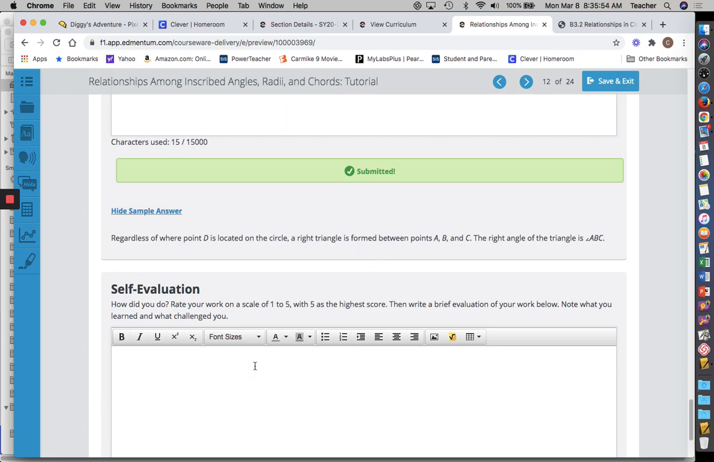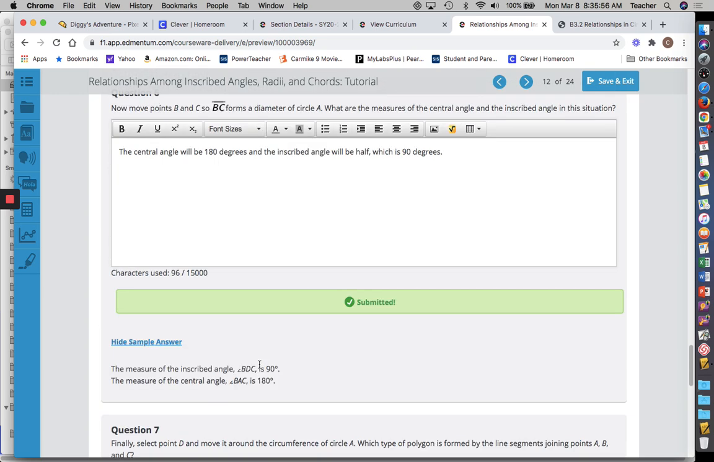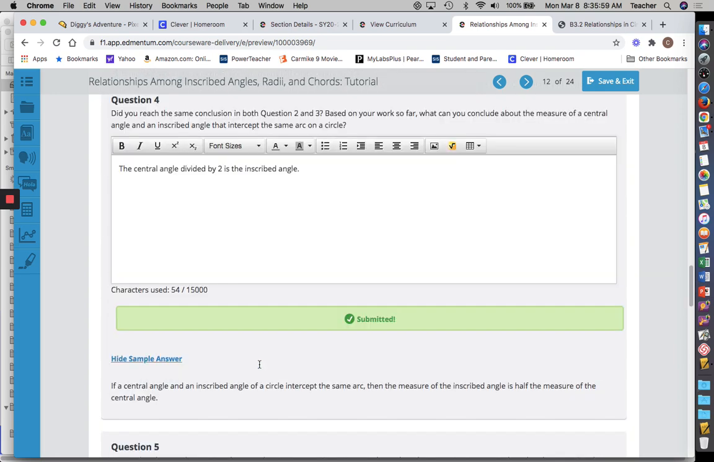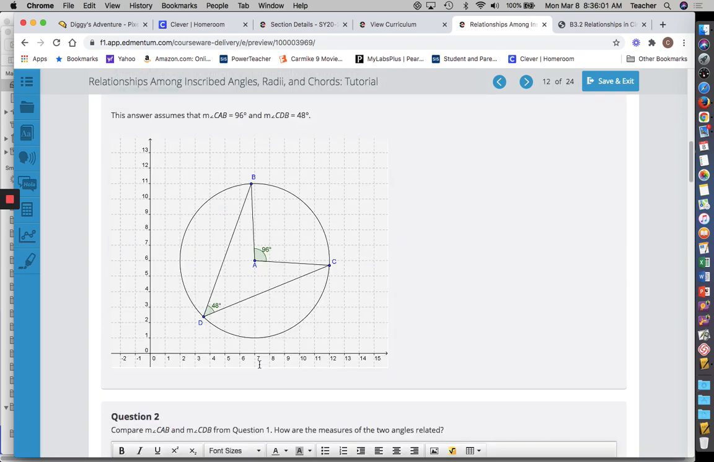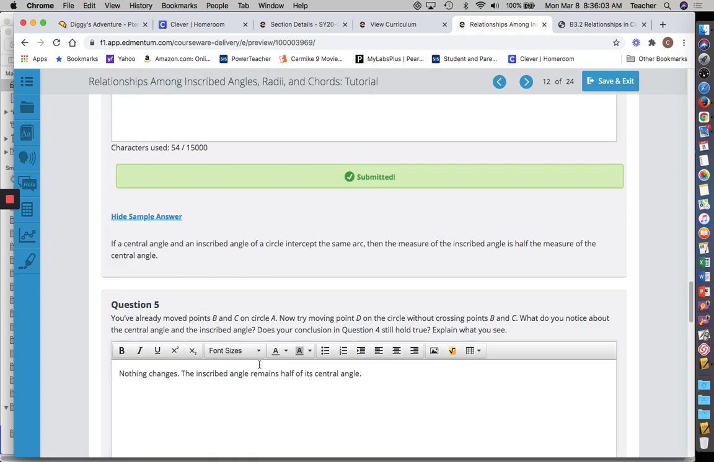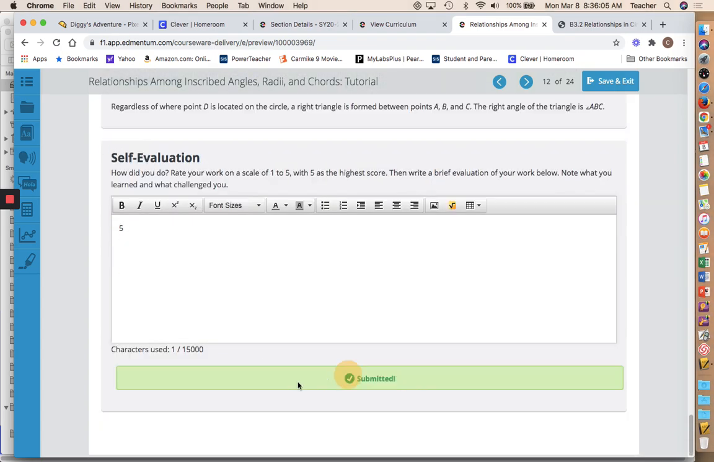Cool. Oh, self-eval. All right. So basically, you need to take away that an inscribed angle is half of its central angle. That's the big key here. So I'm going to submit that.